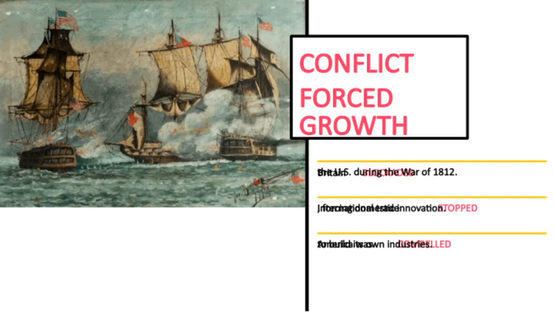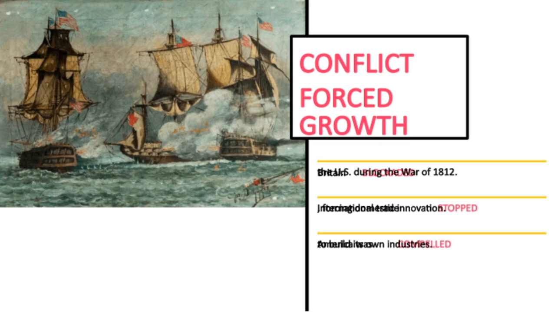So, during this period, the United States was really focused on building its own industries. The idea was to become more self-sufficient and less dependent on imports. This drive was actually compelled by external events, like Britain's actions during the War of 1812. When Britain blockaded American ports, it forced the U.S. to innovate domestically and develop its own manufacturing capabilities.